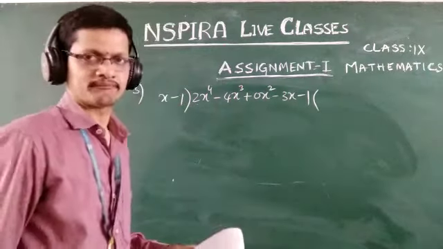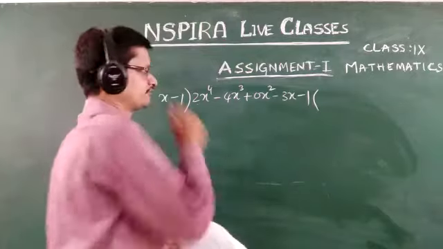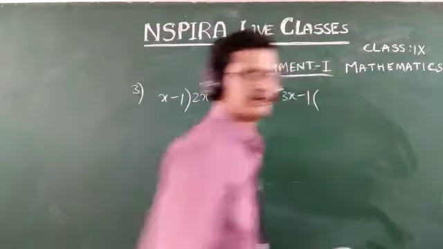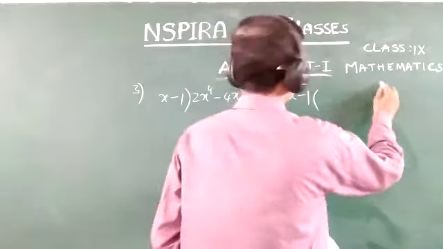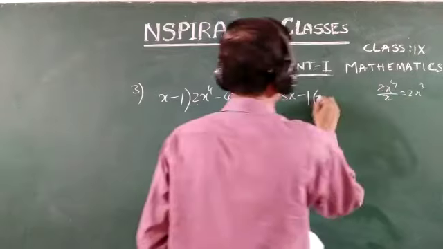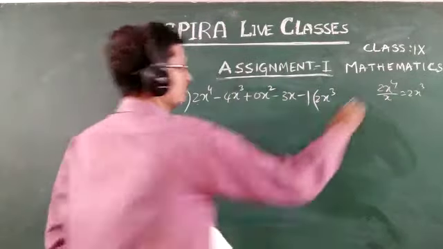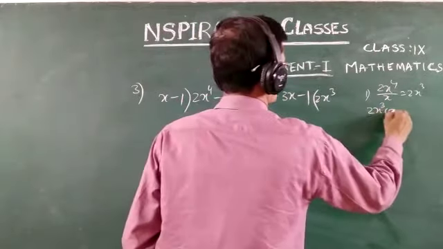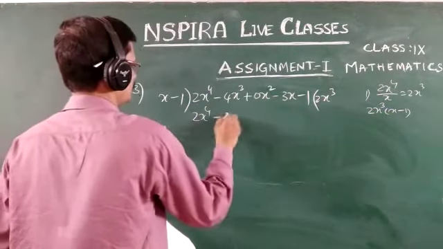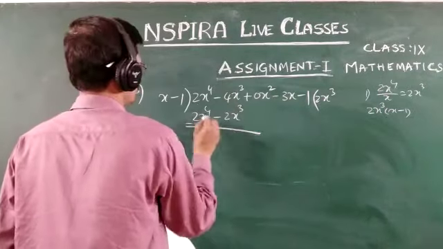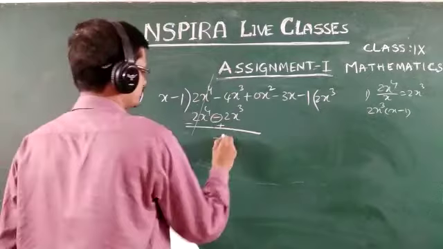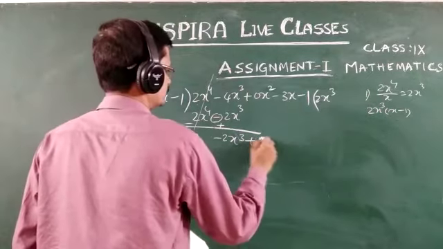What is the procedure? Find the first term of the dividend by the first term of the divisor. So 2x power 4 by x is equal to 2x cube. Write here 2x cube and multiply 2x cube with x minus 1: 2x power 4 minus 2x cube. Subtraction, change the sign of the second expression. So this is minus 2x cube plus 0x square.